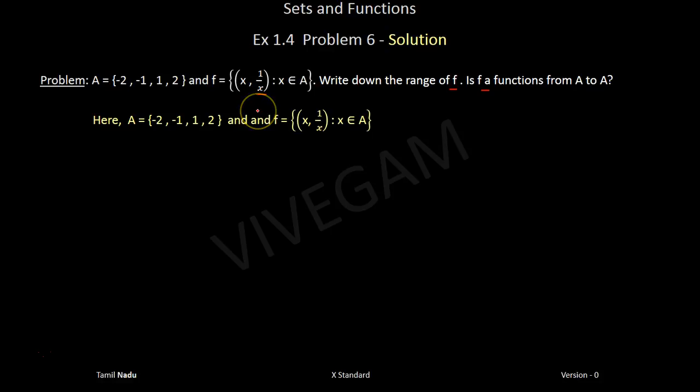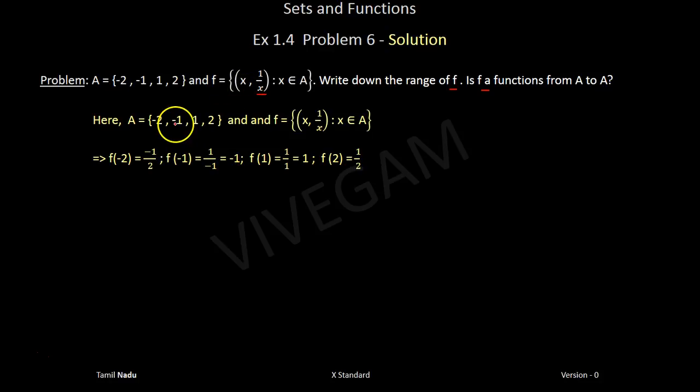So what will we do? We will find f of -2, f of -1, f of 1 and f of 2. That resulting set is the range, so that will answer the first part of the question. f of x is 1 by x. So f of -2 is 1 by -2, which becomes -1 by 2. It is basically the reciprocal of x. So f of A means it is 1 by A, f of z means it's 1 by z. It's a reciprocal of that number.